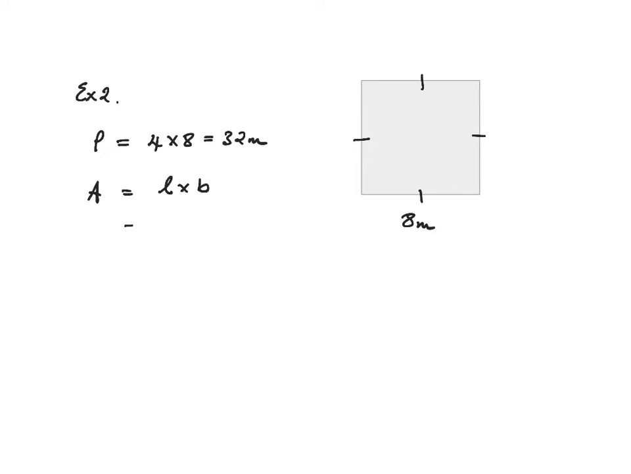And the area of the square, we use the same formula for the area of a square as we do for the area of a rectangle. It's going to be 8 times 8, because the length and the breadth are the same, so that's 64 metres squared.